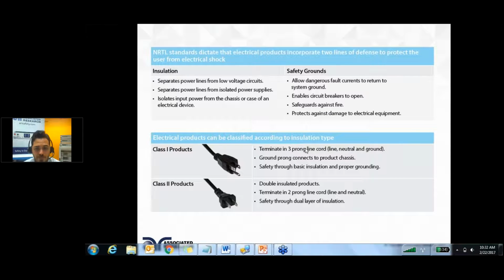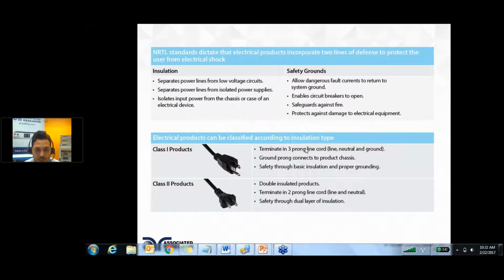Now, talking specifically about Class 1 products, those are your three-prong products. You can easily remember it: Class 2 has two prongs, so the other one must be the three-prong. Class 1 products terminate in a three-prong line cord, a line, a neutral and a ground.